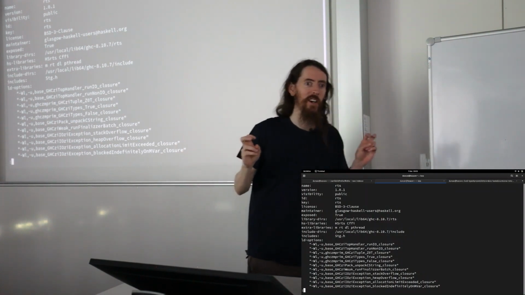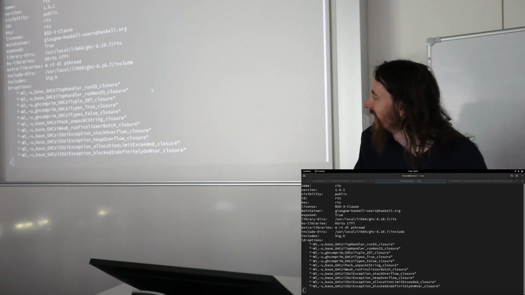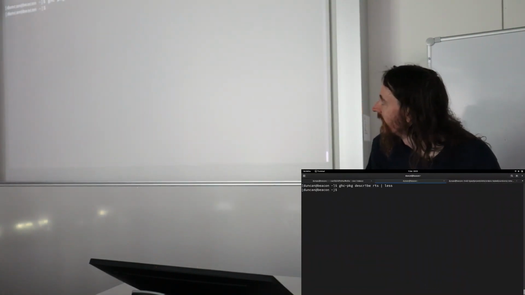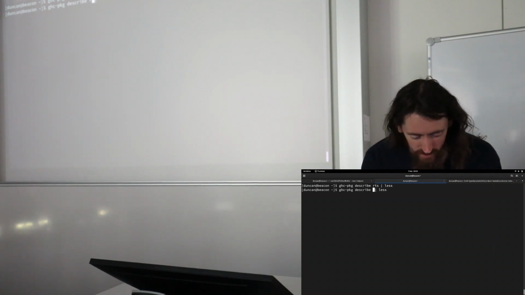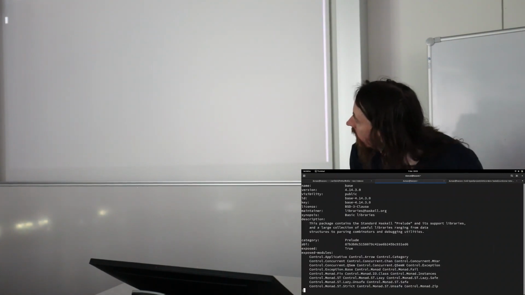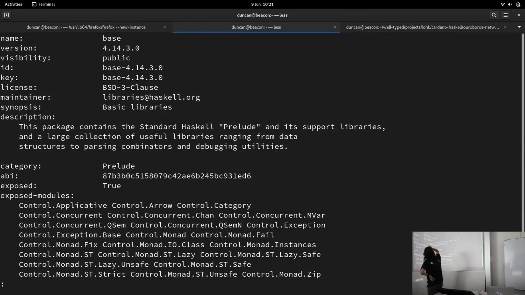Perhaps you could quickly show base as well. That might be useful, because that's a more normal library. Yeah, I thought I'd start with a weird one. The RTS is an interesting one as well. So what has it got?